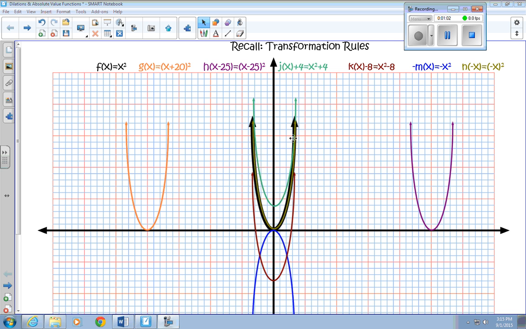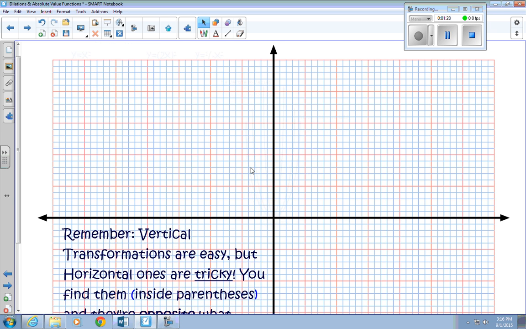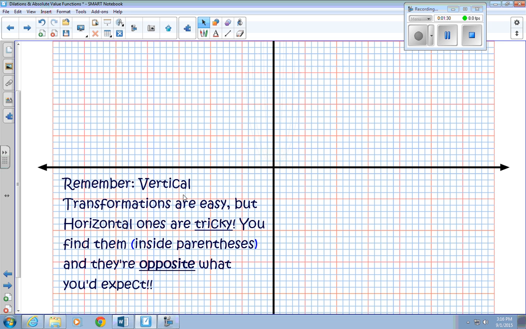Because a parabola, which is the graph of a quadratic, is symmetric, the reflection horizontally actually maps itself onto itself. So that's why it doesn't look any different from the parent function of f of x equals x squared. So we're going to take that and add on to it, and talk about dilations, or how to actually change the shape of our parabola by making it thinner or wider. And we want to recall that vertical transformations are the easy ones, but horizontal ones are tricky. We find them inside parentheses and they're opposite what we'd expect.